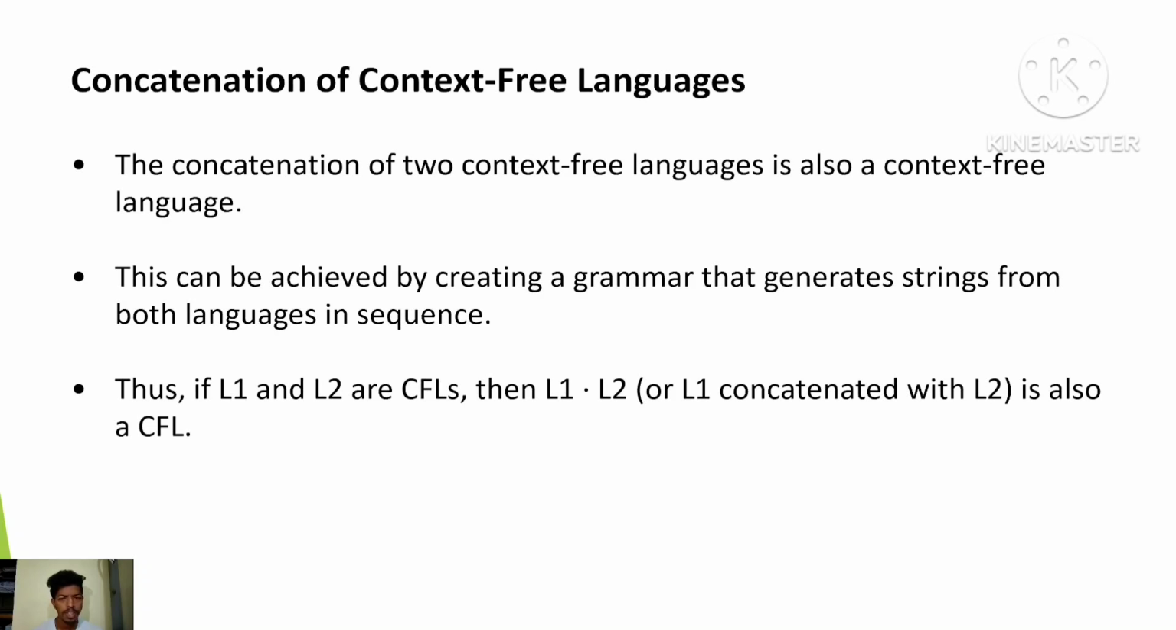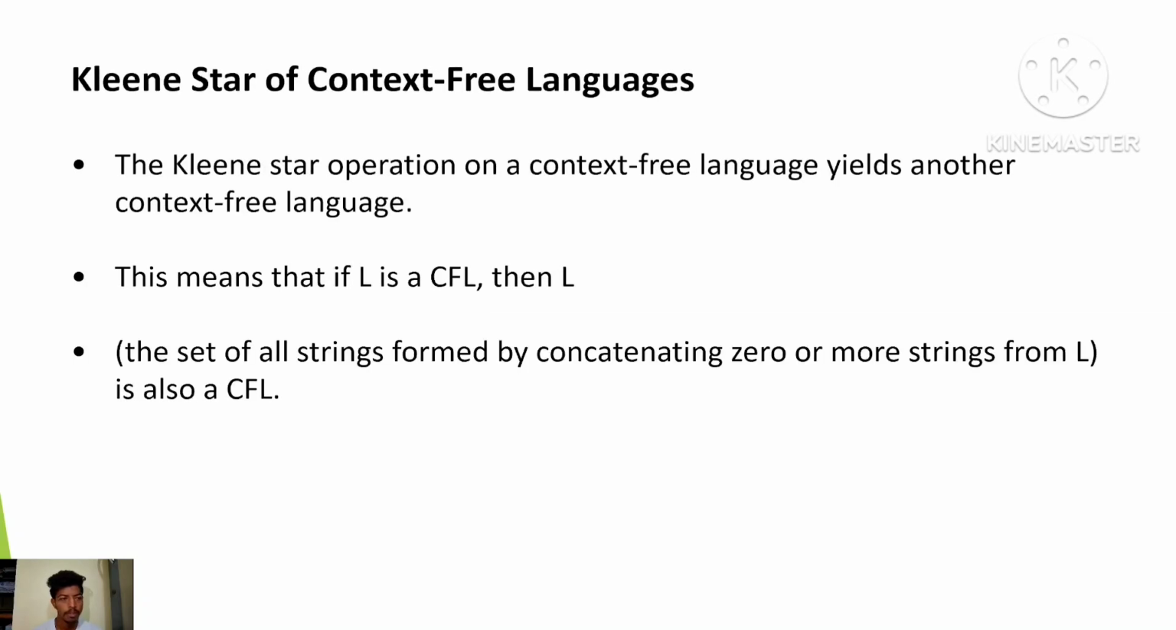Concatenation of context-free languages. Concatenation of two context-free languages is also a context-free language. This can be achieved by creating a grammar that generates a string from both languages in sequence. Thus, if L1 and L2 are CFL, then L1 dot L2, or L1 concatenated with L2, is also a CFL.